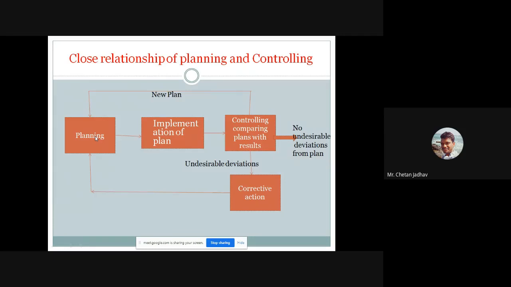So this type of controlling we should keep in our planning department also. We can integrate the planning and controlling department into a single department, so we make a close relation between the planning and controlling departments.